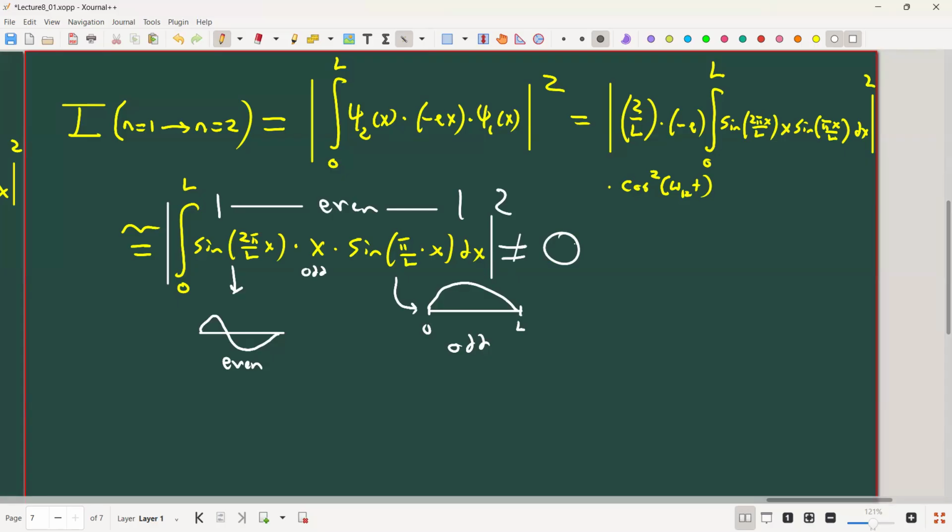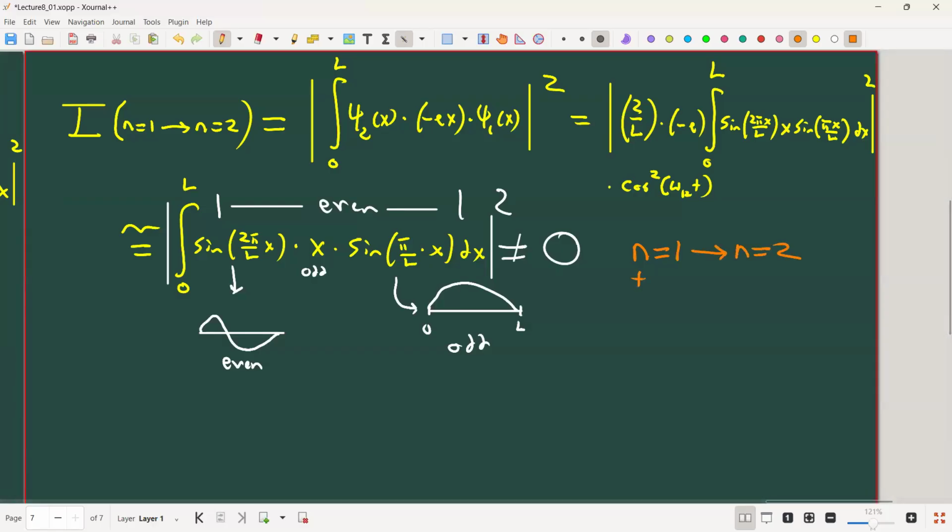So what we would say is that the n equals 1 to n equals 2 transition is bright. We would see an absorption in our spectrum.